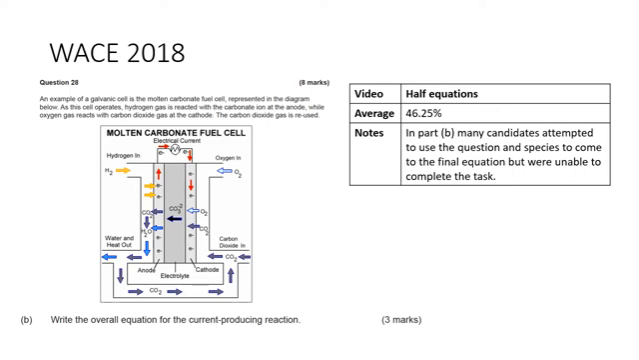Okay, exact same thing. So we have the half equation from before, so let's just go rewrite that. H2 plus CO3 2- goes to CO2 plus H2O plus 2e-. That was from the last question. Now we have to work out the reduction equation, the reduction reaction. Okay, so the reduction reaction, we've got oxygen. But is that the only thing? No, it's also got carbon dioxide. Okay, what does it turn into? Carbonate ions. Okay, so you've got to balance this equation.